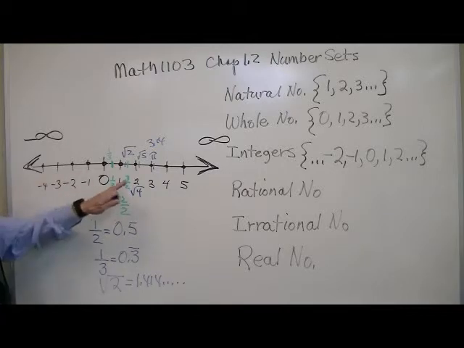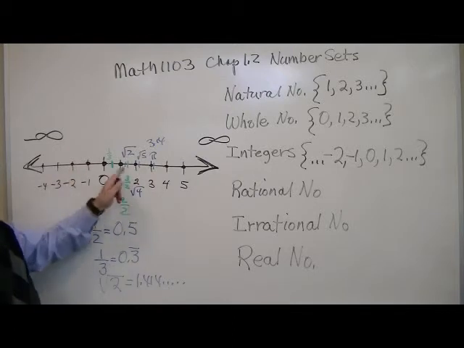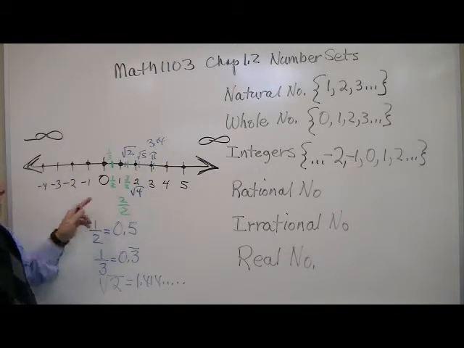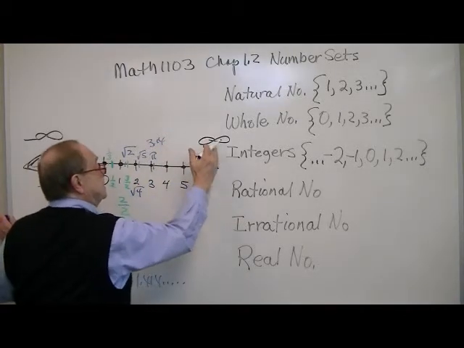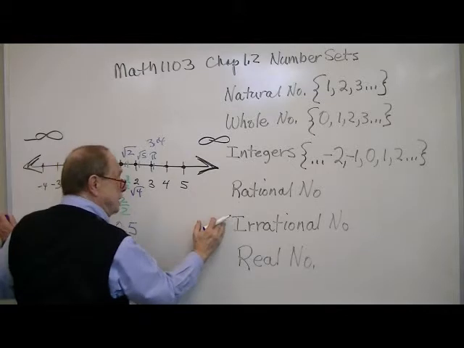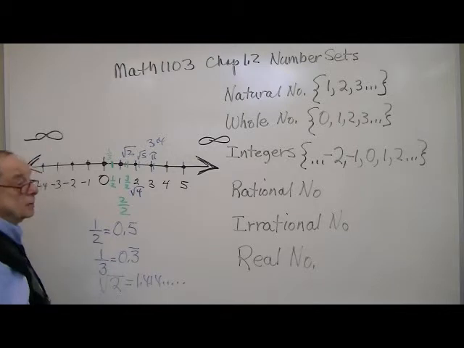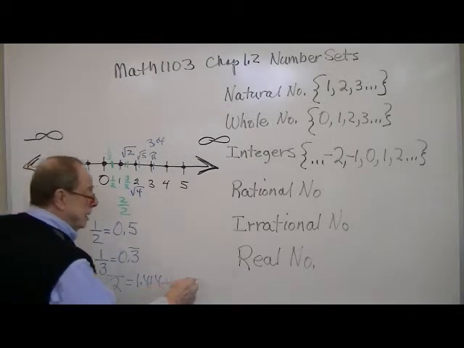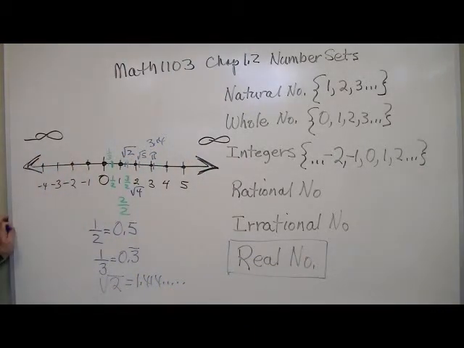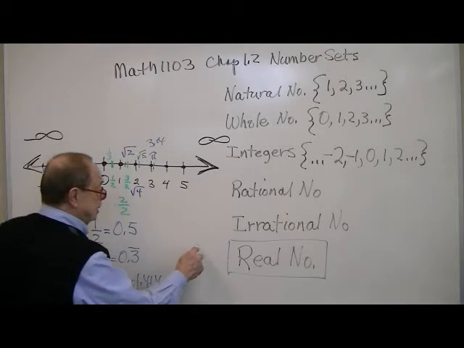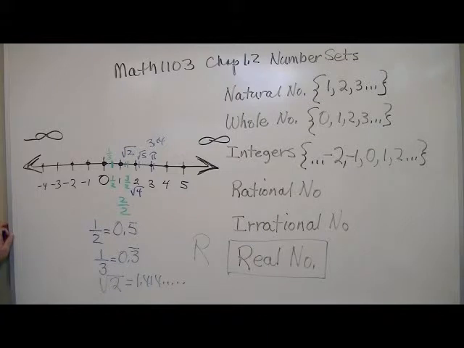Now, keep in mind, rational and irrational numbers are on the number line. So all of these, natural numbers, whole numbers, integers, rational numbers, irrational numbers, make up a big set of numbers. All of the numbers on the number line, these are real numbers. And we often use the symbol R for real numbers.